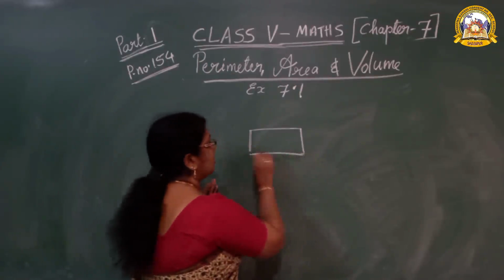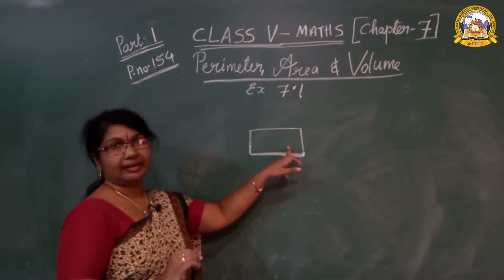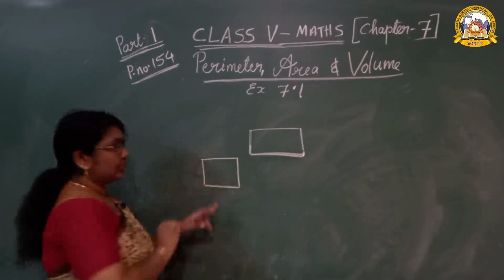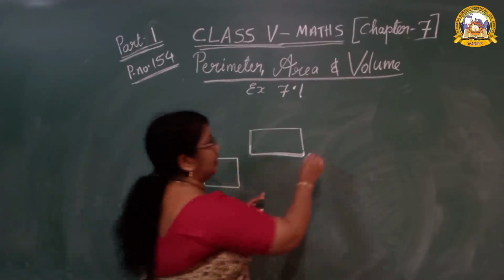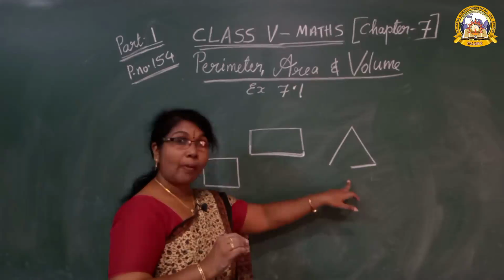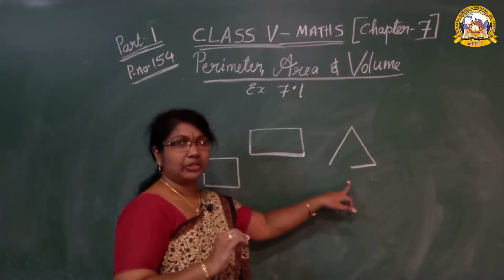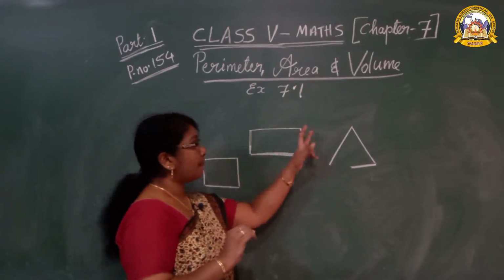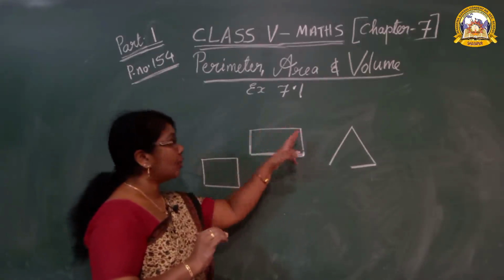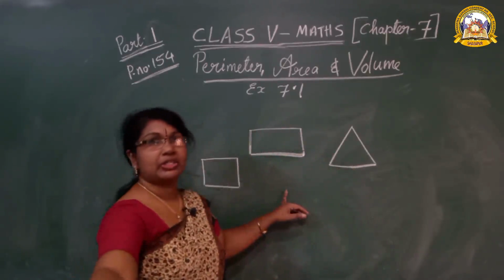Now look here students, what is the shape of this figure? It is a rectangle. What is the shape of this figure? It is a square. Now, what is it? It is an open figure, so we cannot find the perimeter. Perimeter means the sum of the total length over the boundary. If it is closed, yes, we can find the perimeter.